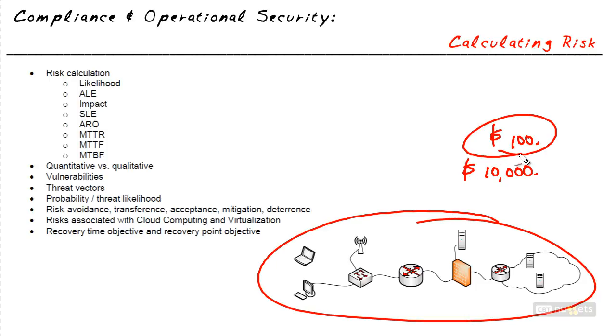We probably just want to accept that risk and say, you know what? I can live with that risk, because living with this risk of a $100 loss is a better business decision than spending $10,000 on a control that would help prevent that loss.